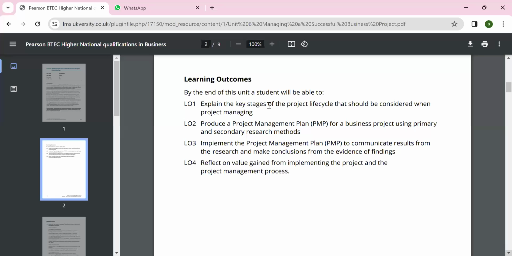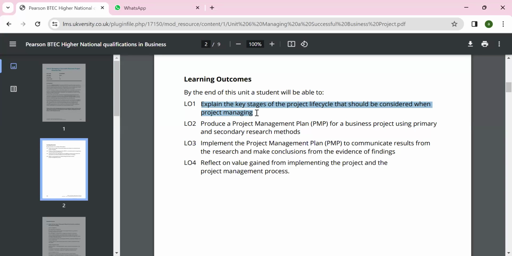We have four learning outcomes. Each lesson will try to cover one learning outcome. The first is to explain the key stages of the project. So what is a product life cycle? The product life cycle has introductory, growth, maturity, and decline stages. When the project life cycle finishes, the product life cycle starts.